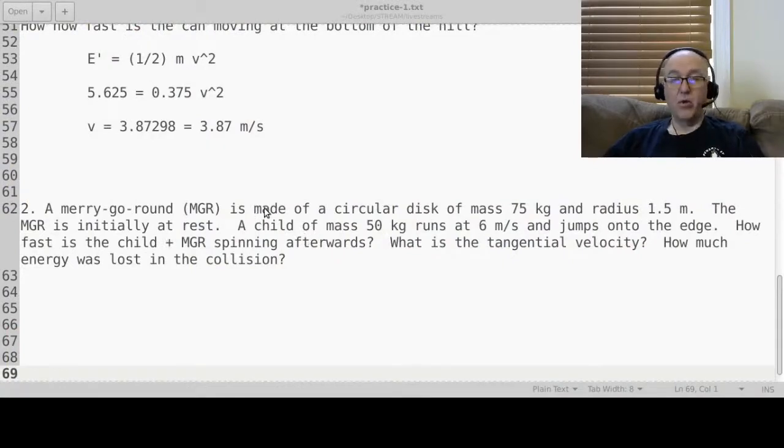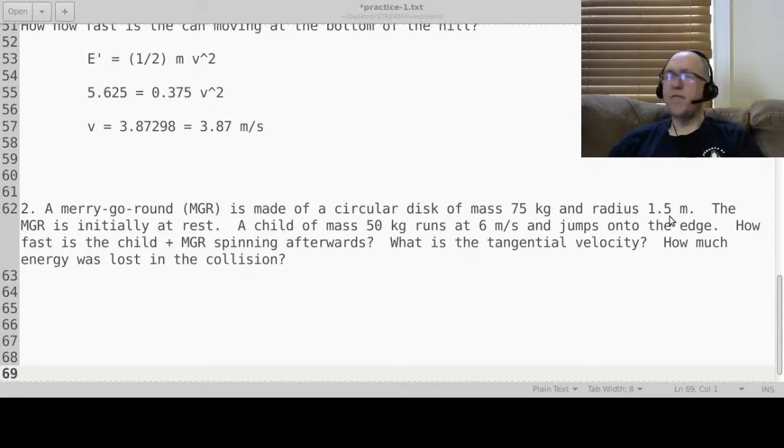I've got a merry-go-round made up of a circular disc of mass 75 kilograms and radius 1.5 meters. That looks about right for what we just saw there. It looks like it weighs about 75 kilograms, which would be like 150 pounds, something like that, and a radius of 1.5 meters. Well, no, not 3 feet.